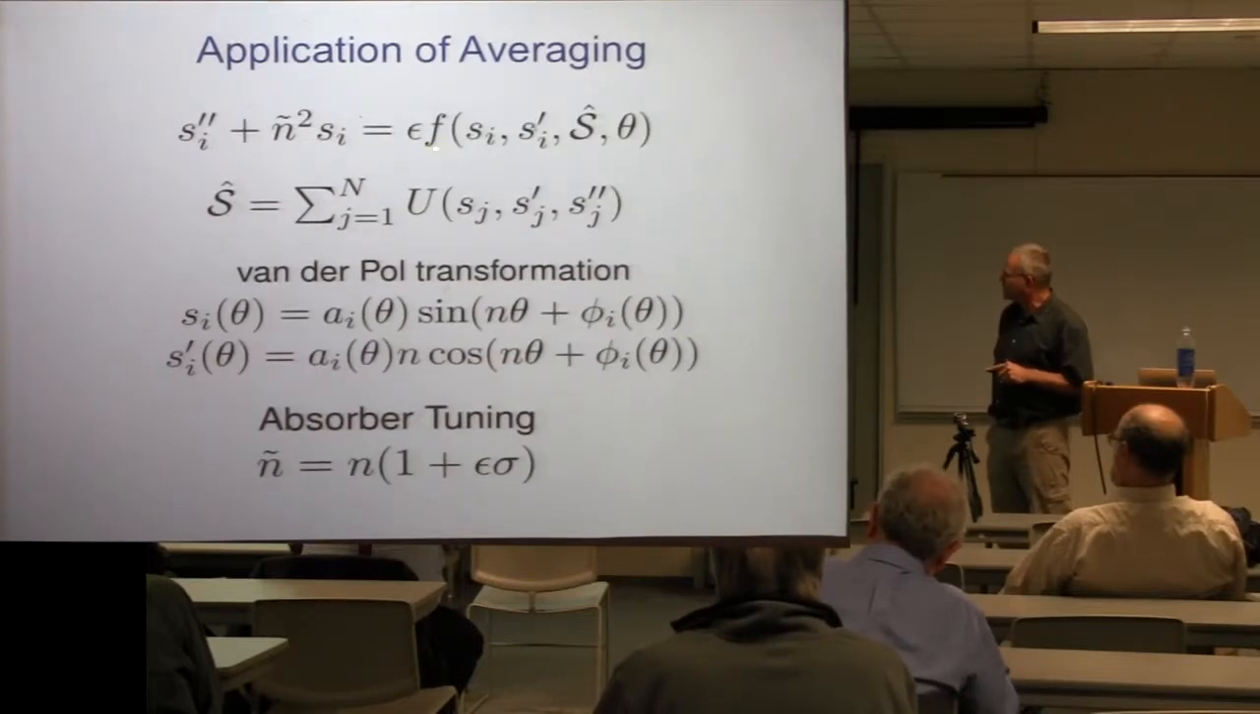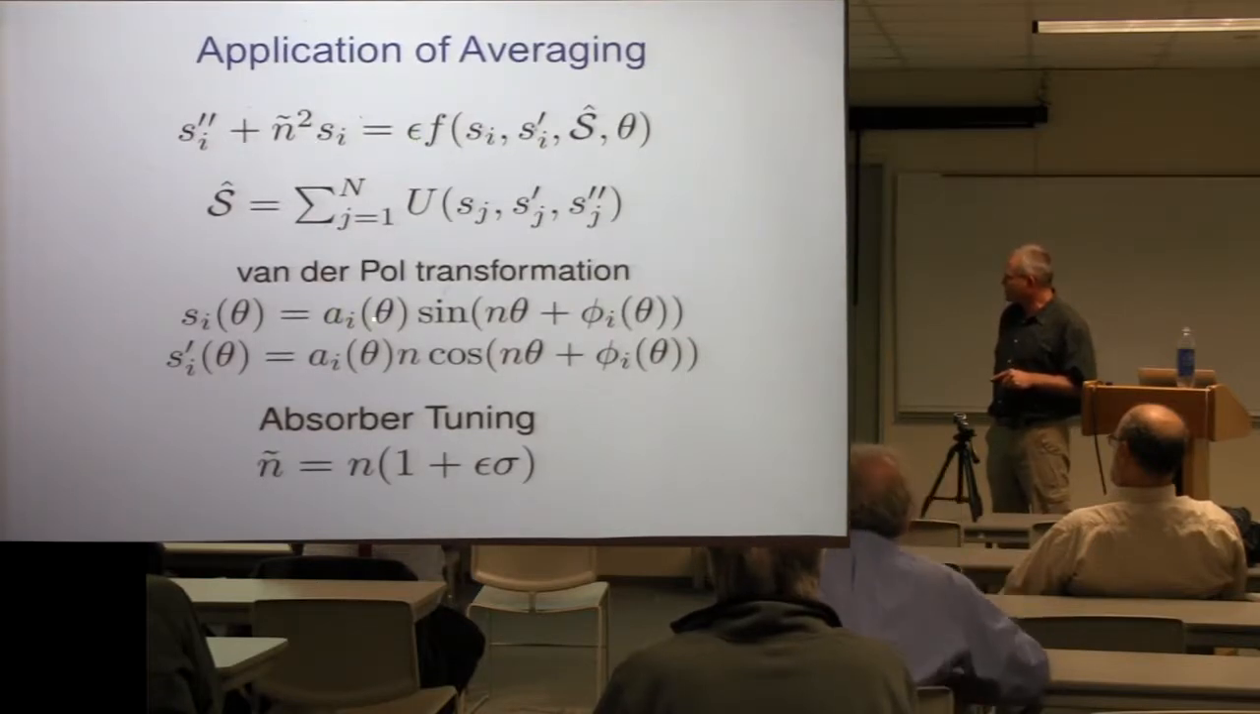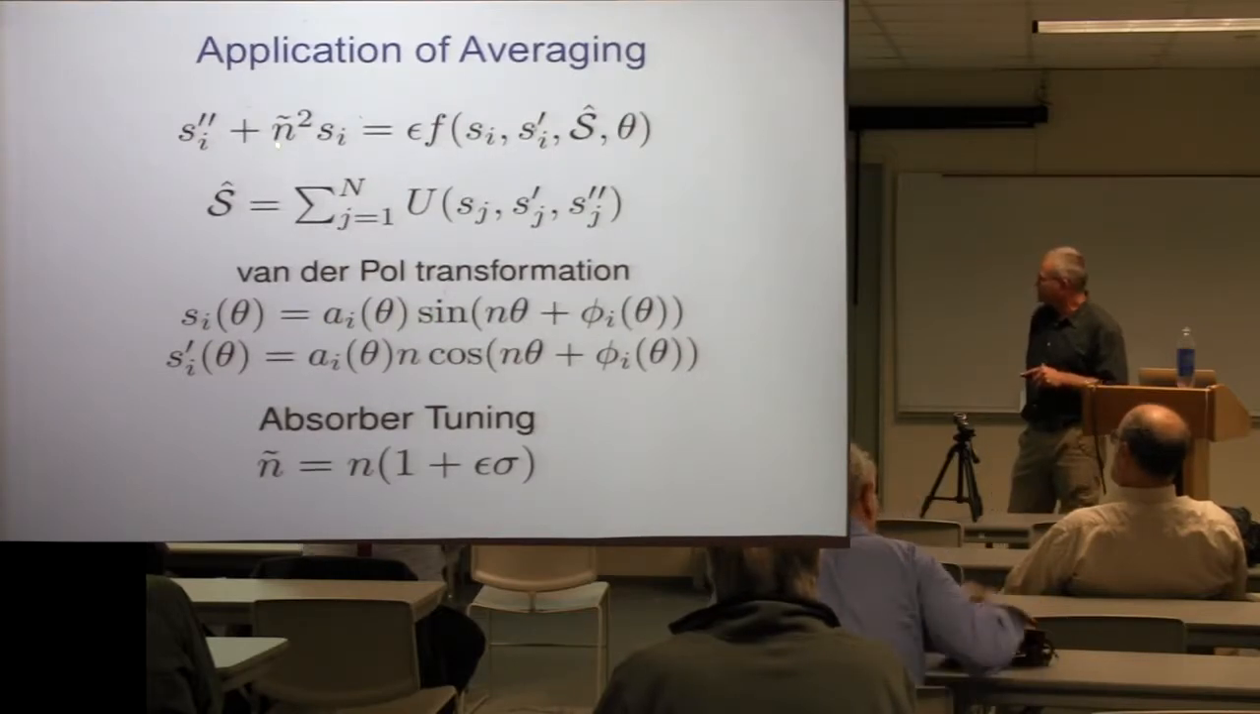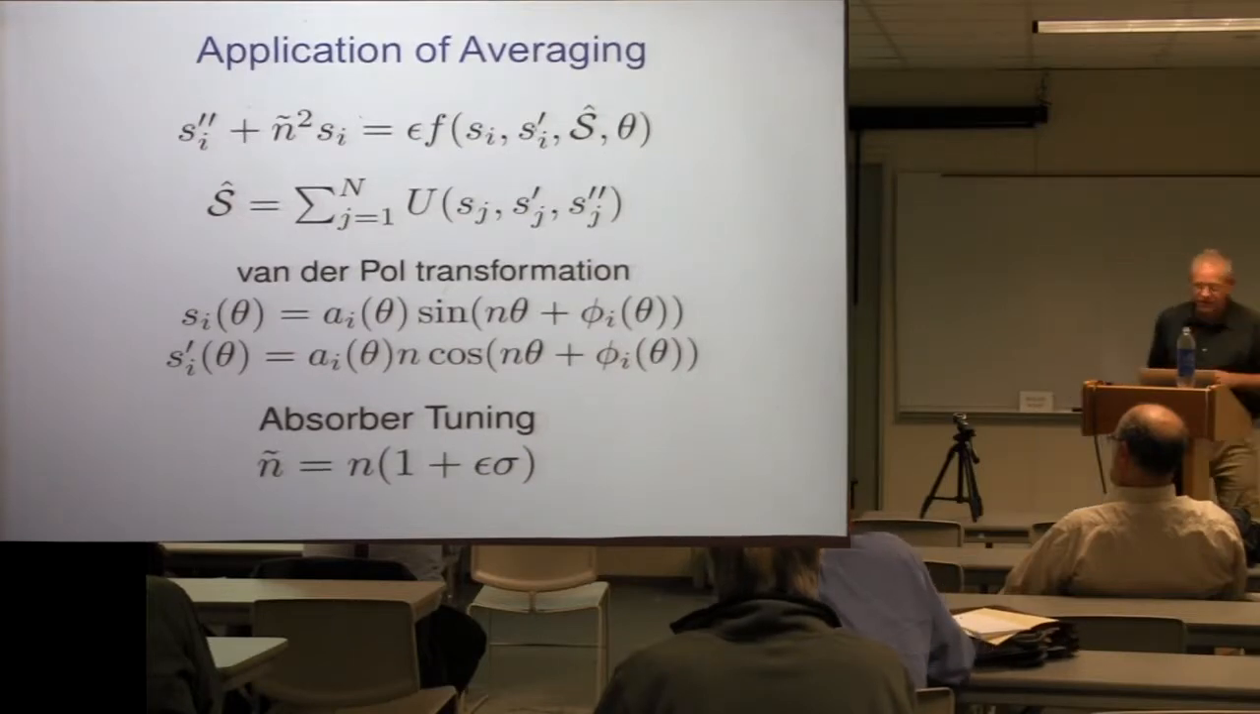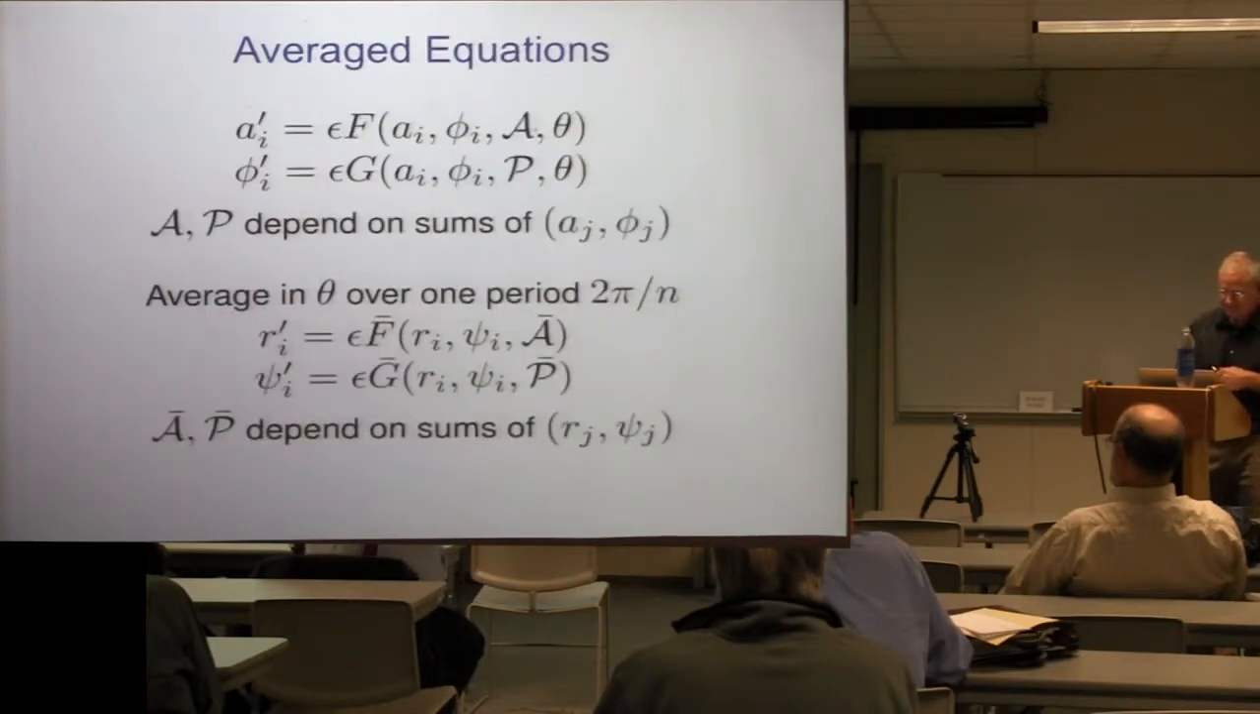This doesn't quite look like the right form, but we can transform this because we know the solution of this is a constant amplitude and phase when epsilon is 0. So if we transform to these amplitude and phase coordinates through this transformation, we essentially get equations that are slowly varying in amplitude and phase, so long as n and n tilde are close to each other. So we introduce an absorber tuning parameter. That's a design parameter, of course, this sigma. So n tilde now is related to sigma.